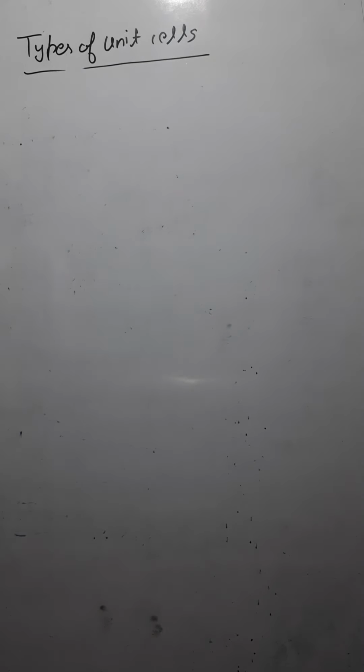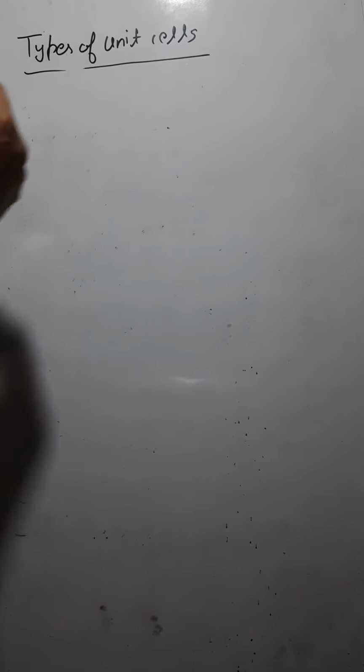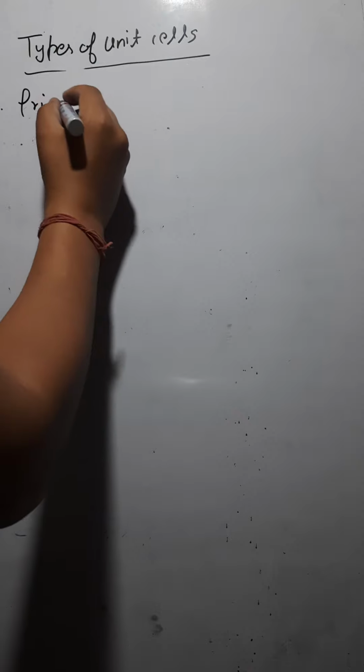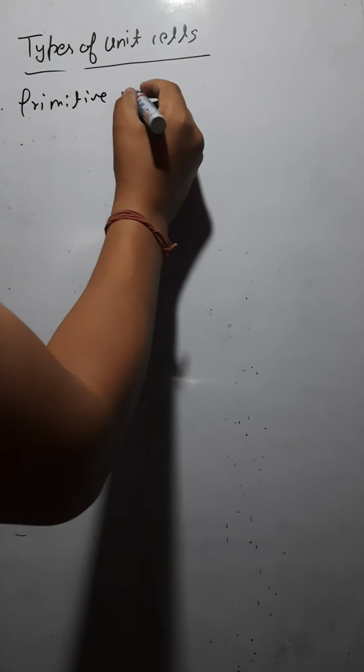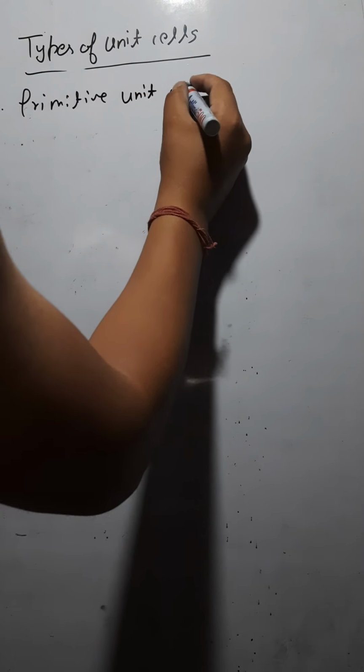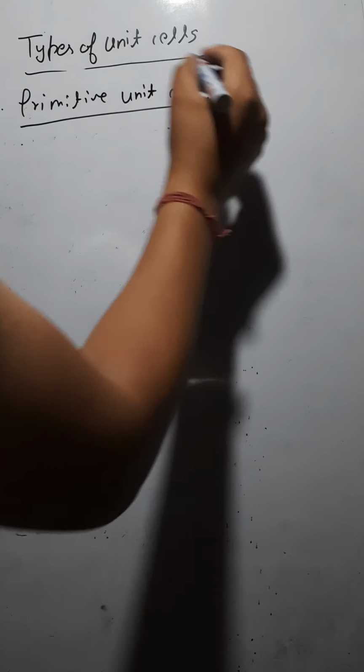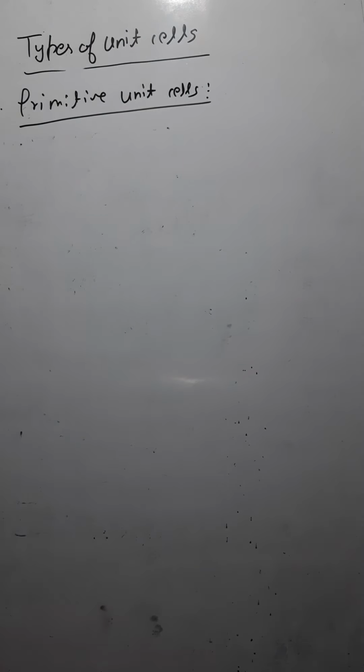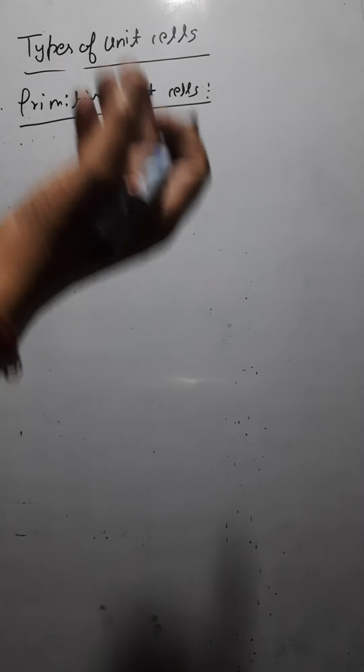Now if you see, there are two types of unit cells. The first one is the primitive unit cells. These are the first type of unit cell. What are these cells? These are the cells where the particles, or you can say the atoms, are present at the corner.